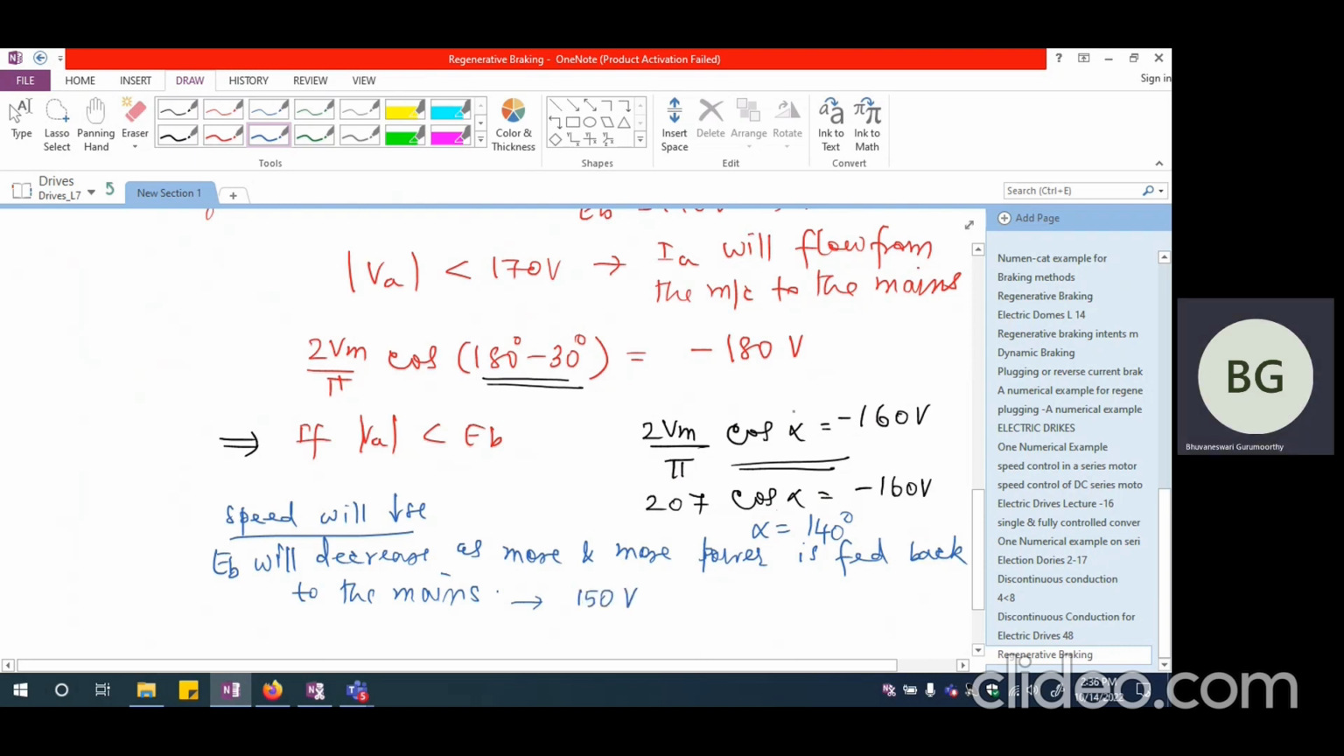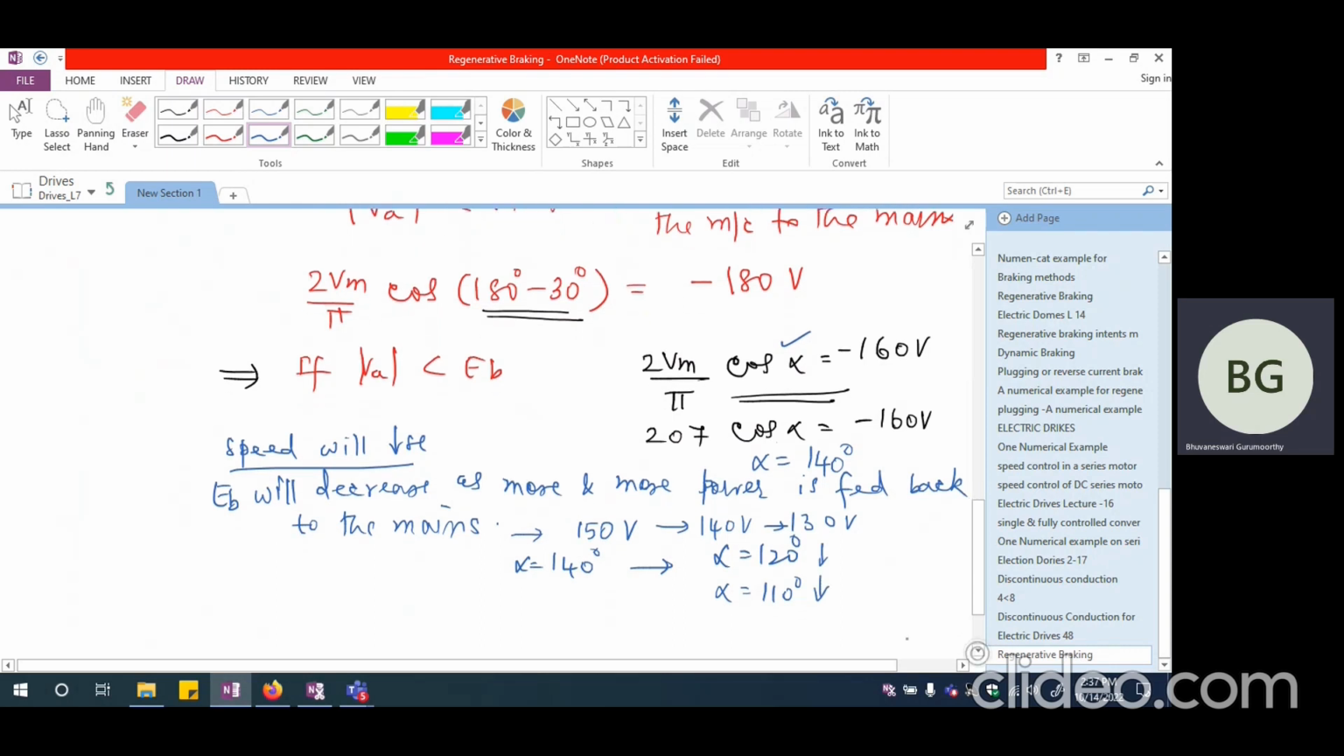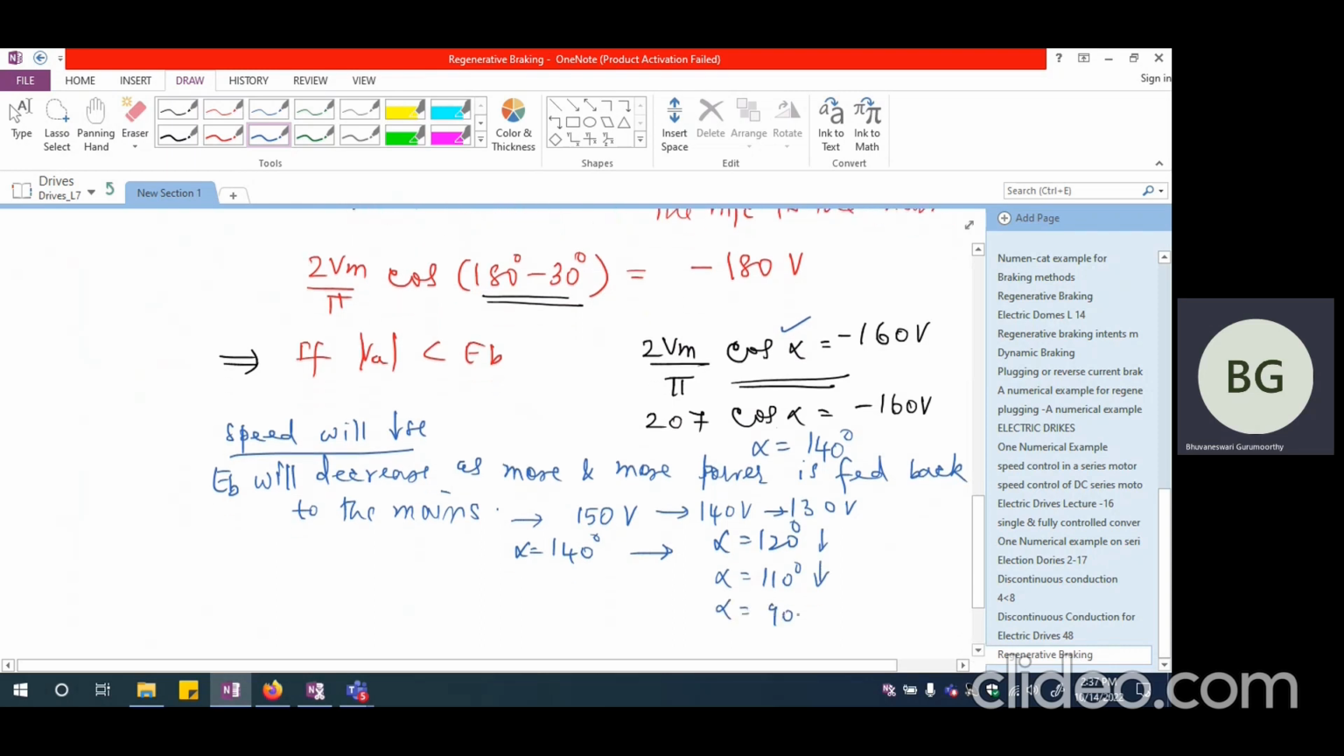So we have to adjust alpha further such that we get lower and lower values of voltage. So from alpha equal to 140, we may shift to alpha equal to 120. Then eventually we may shift it to alpha equal to 110 as EB decreases from 150 to 140 to 130 and so on. It will keep on decreasing further and further, and you have to take alpha towards 90 degrees. And once you go to alpha equal to 90 degrees, you are going to have 2 Vm by pi cos alpha equal to 0.